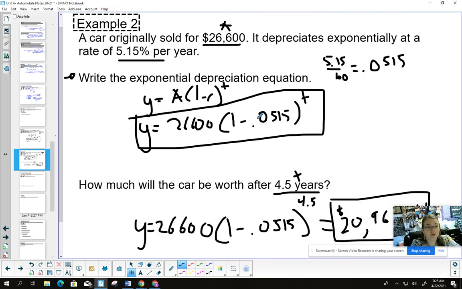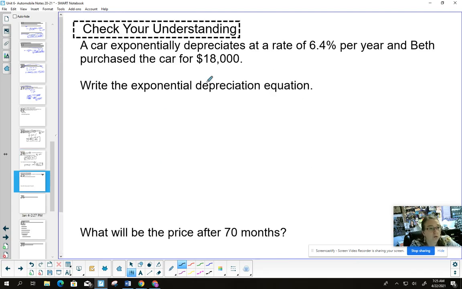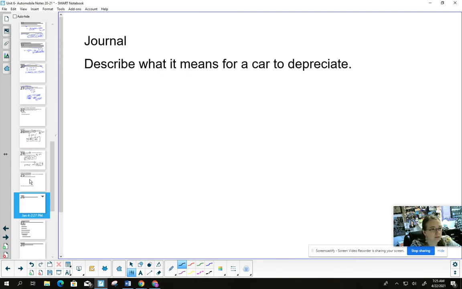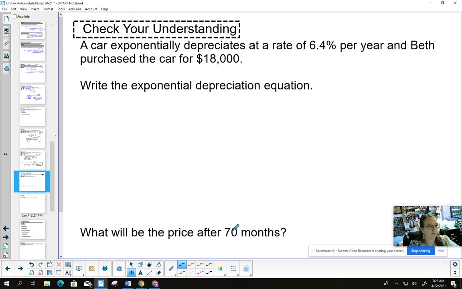So that's it. That's all you're going to be asked to do. You're either going to be asked to write the equation or plug into it. So you're going to try it one more time here. Go ahead, do both. Write the equation, and then we're actually going to come back to this one. So start off with writing the equation.